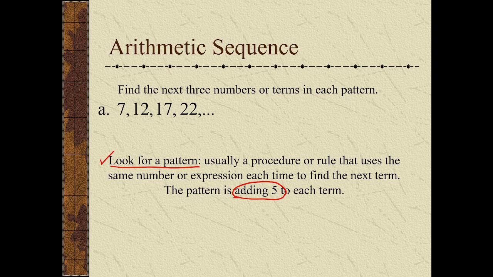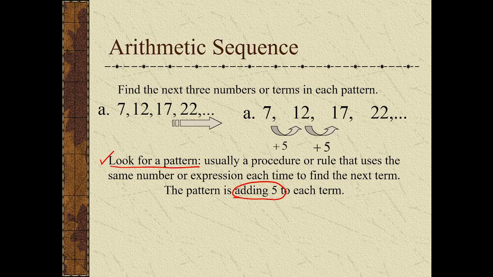Okay, let's proceed. Let's verify that. So let's start with this one by verifying whether it's really plus 5. 7 plus 5 is 12. 12 plus 5 is 17. 17 plus 5 is 22. Therefore, the next term after 22 will be 22 plus 5, that is 27.